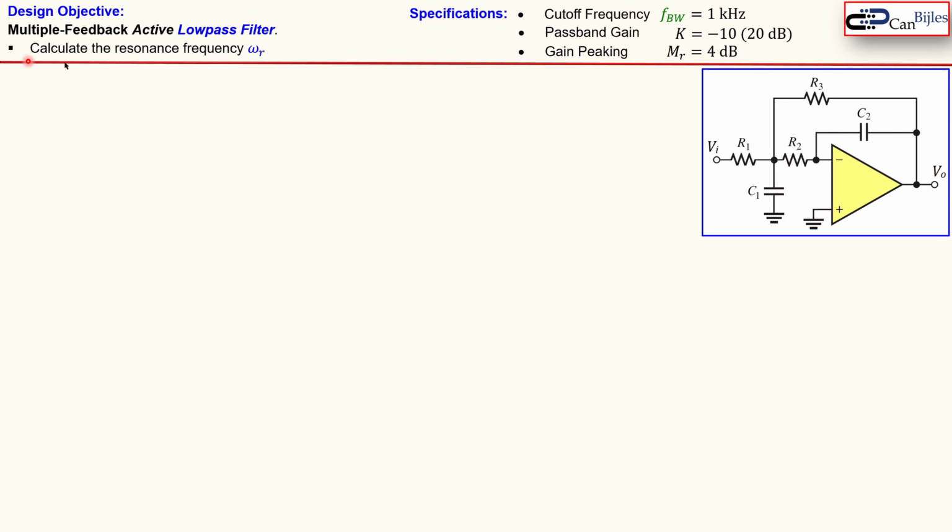Now we will use the circuit here and have the specifications as follows. We need to have a cutoff frequency which is exactly 1 kHz. The passband gain should be -10 because it is inverting. That means, in absolute sense, actually 20 dB.